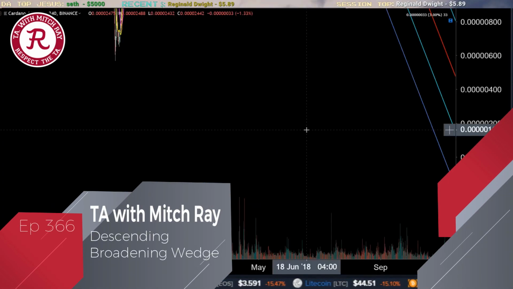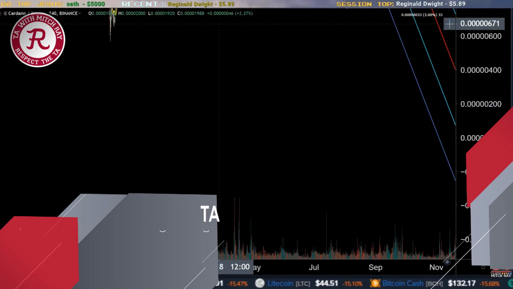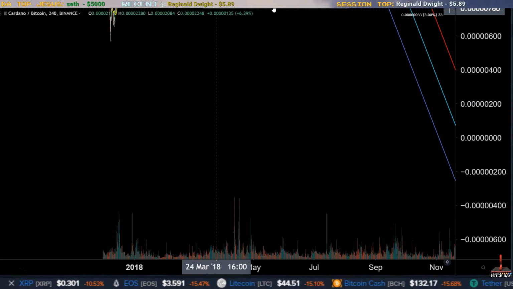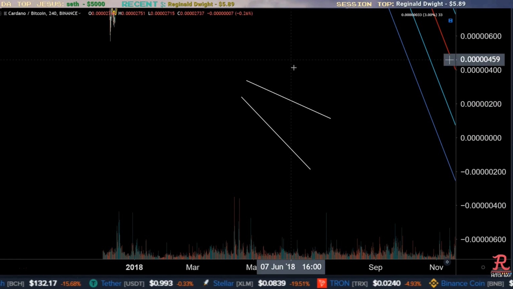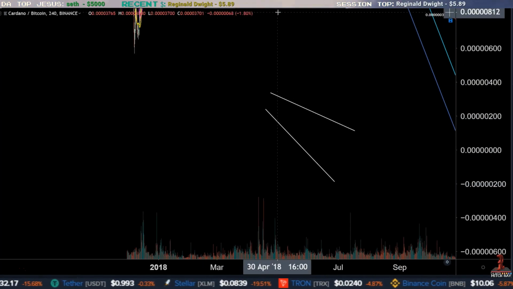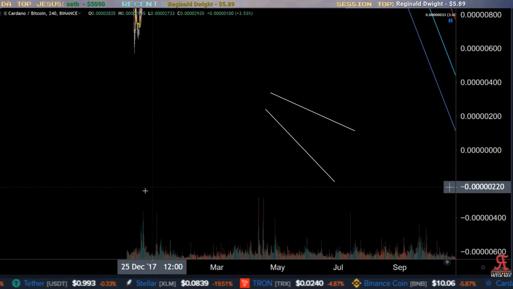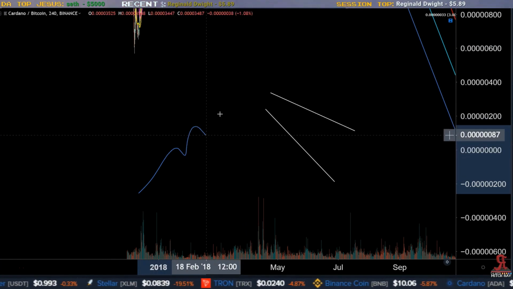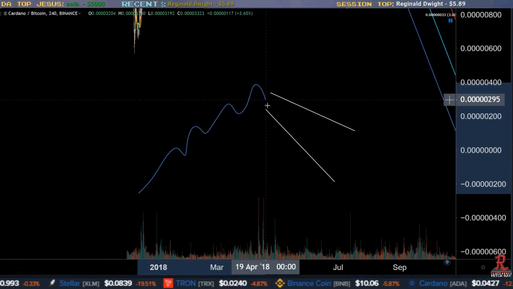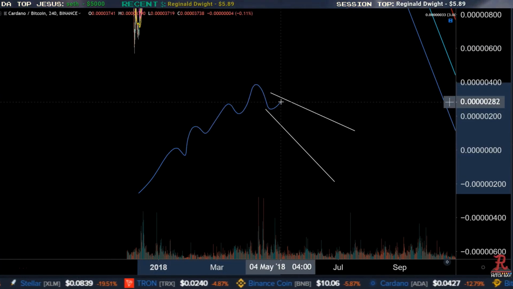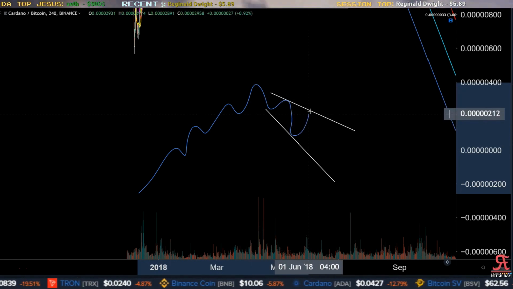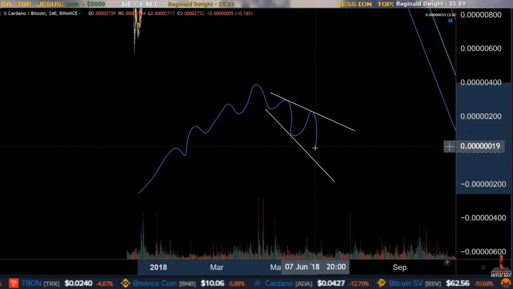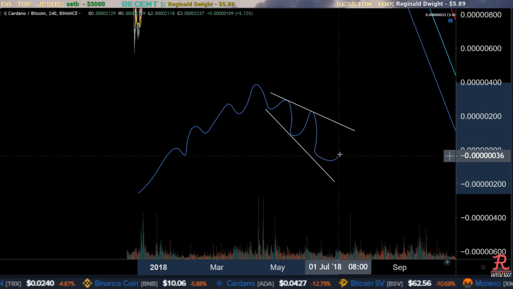Broadening wedges, man. I guess this time, instead of an ascending broadening wedge, we'll just do a descending broadening wedge. Okay, so that's what we're looking at. A bull trend, and then we sell off. And then all of a sudden, you start getting wider. You get price divergence, right? The price is diverging.